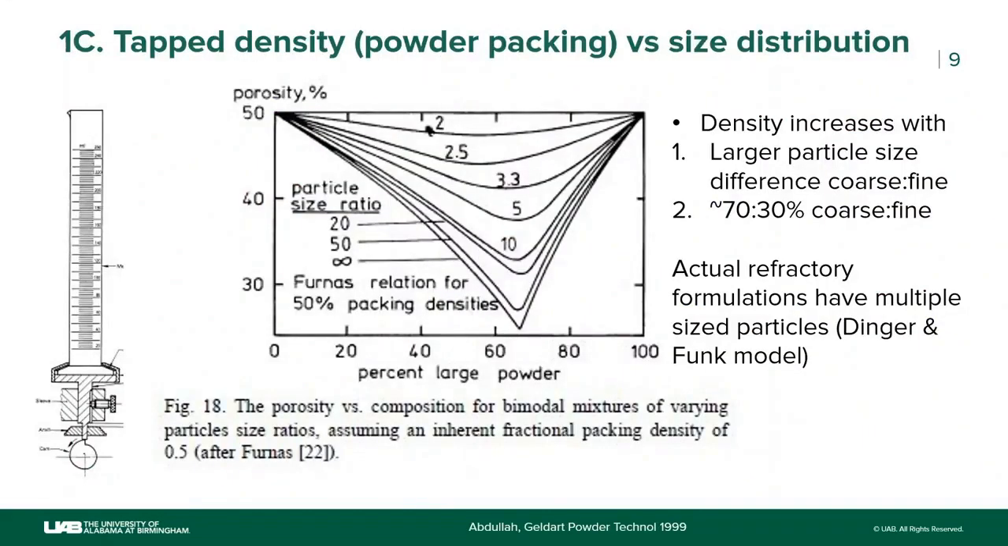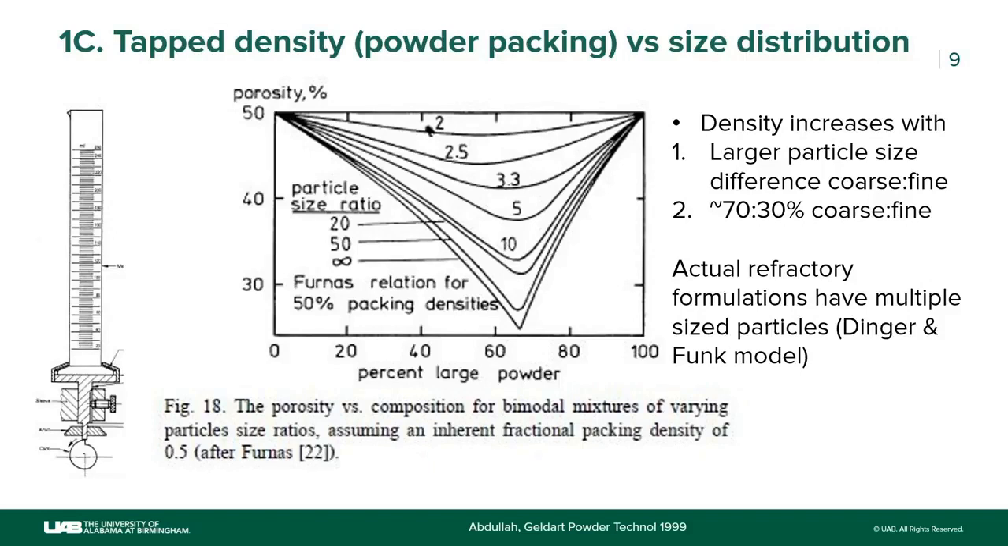Second, tap density. We all know tap density gives a measure of the powder packing density, and refractories have different particle sizes. We add them in certain ratios. This is from a very fundamental work. What you see here is that as the coarse to fine particle size ratio increases, the porosity in the mix decreases. That means the density is increasing. Also what you see is that around 70 to 30, you get the highest density, meaning the lowest porosity.